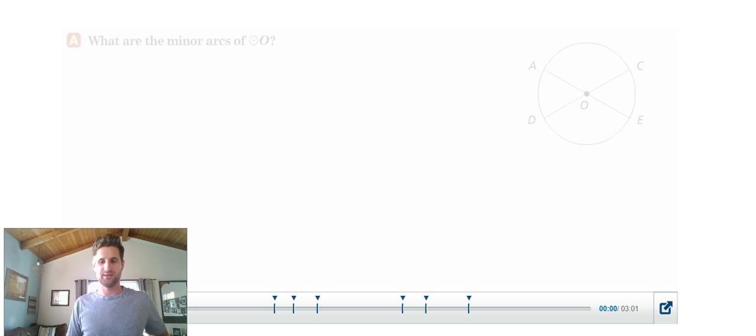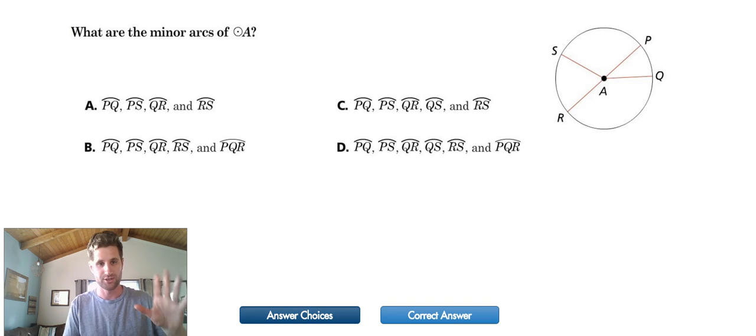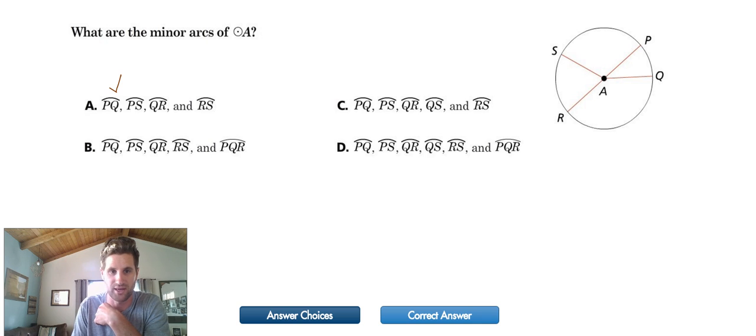Our first problem is being able to name some arcs. Let's go ahead and look at some options. If you write down this whole problem, I would appreciate it. What are the minor arcs? Again, a minor arc is less than 180. Let's see if we can figure out which one is correct. PQ, from P to Q, would be less than 180, so that works. I'm just going to check mark it. PS, right here, is going to be less than 180. PR looks like it might not be. QR, I think that one's good. And RS, I think that one is good as well. So that one looks pretty good.